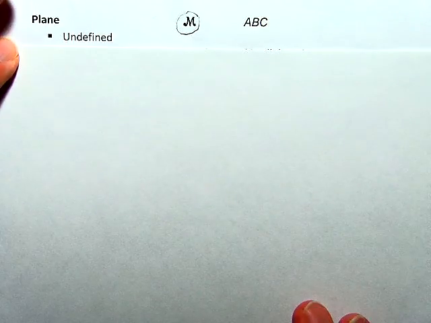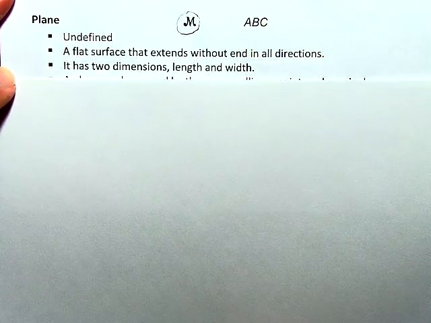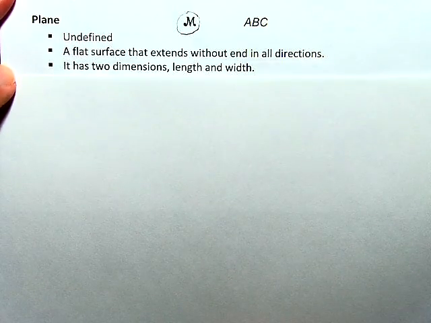Okay, good. So we've discussed points and lines, and now let's go on and discuss planes. A plane is another undefined term. It is a flat surface that extends without end in all directions. It has two dimensions, length and width.